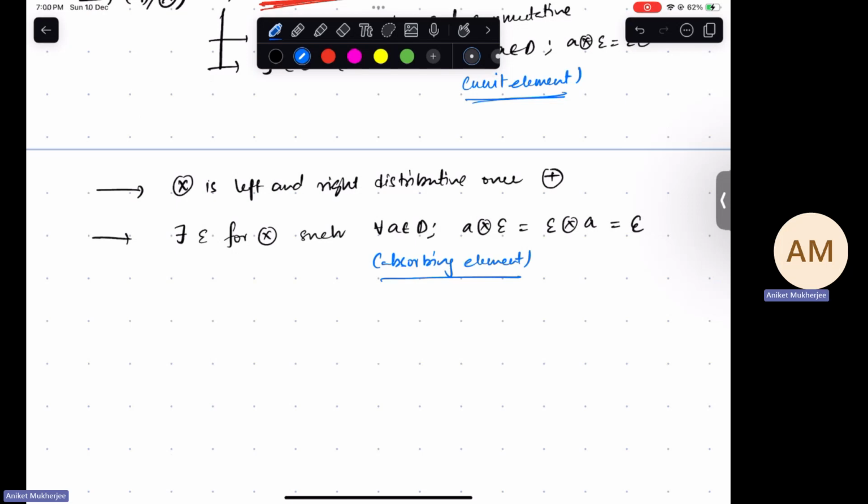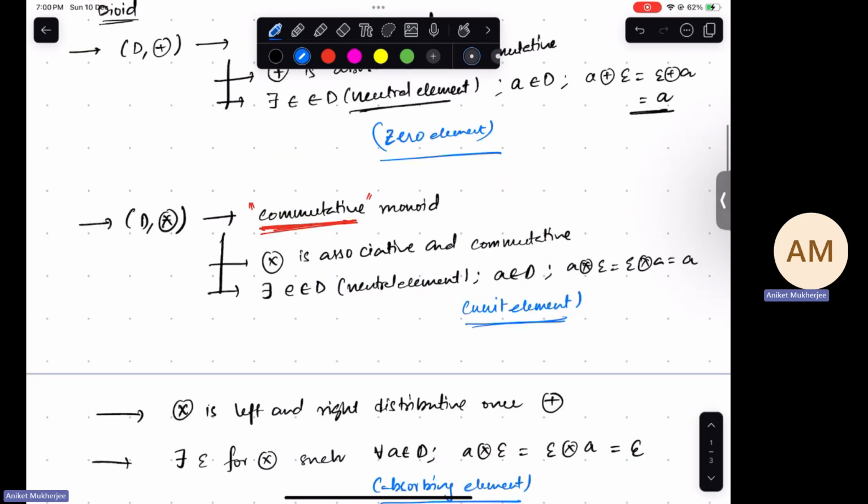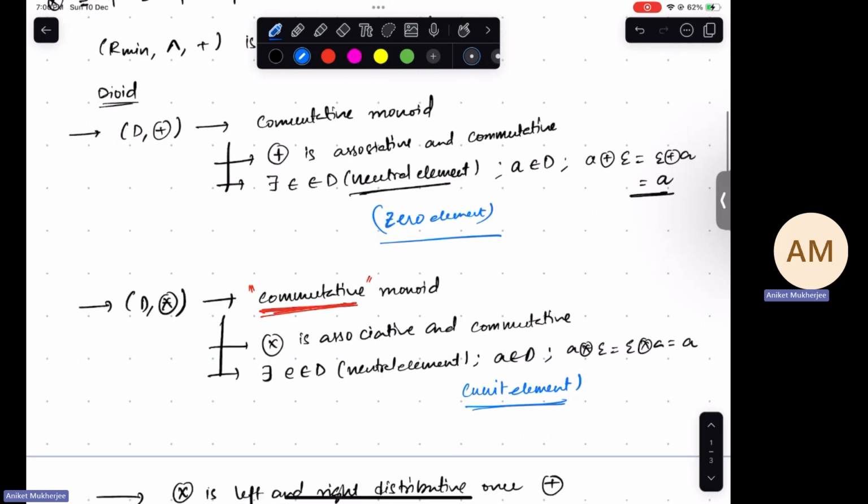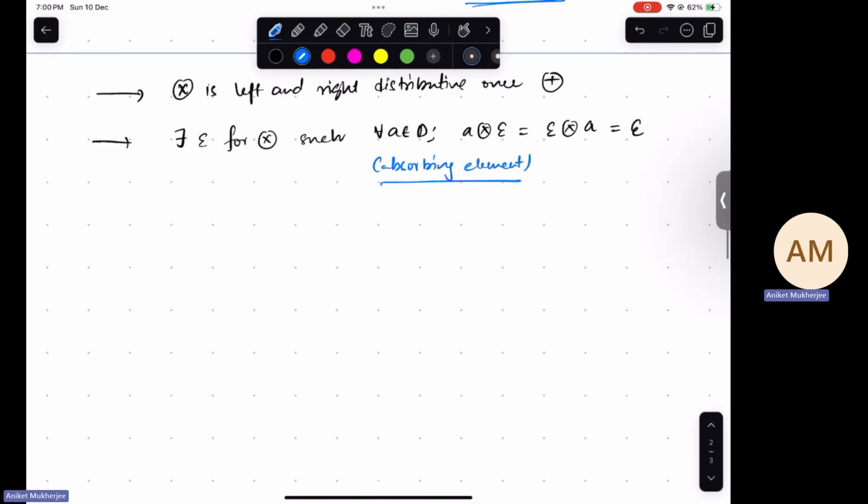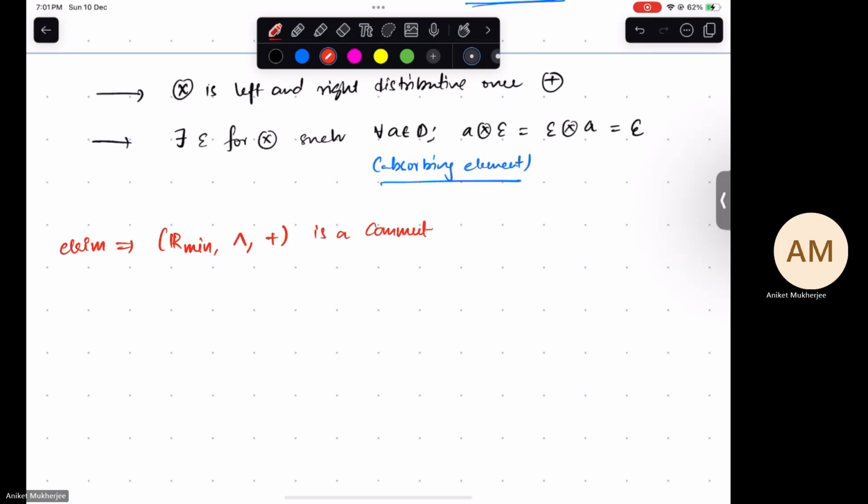This absorbing element, whatever you do the product with, it will give rise to that same product. So these are the four things that you need to check to show that something is a dioid, right? So now our claim is, R min plus is a commutative dioid, right?